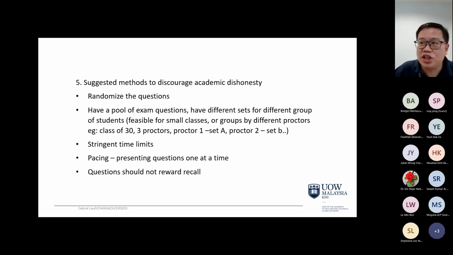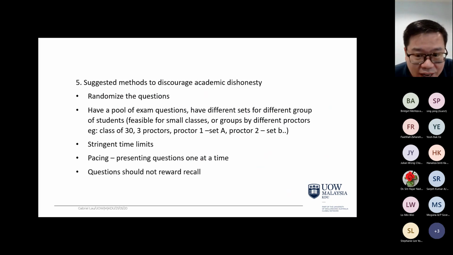Now, suggested methods to discourage academic dishonesty. What are the methods to discourage academic dishonesty? One is called randomizing the questions. You can have 10 questions, and if students need to do 2 or 3, then you can randomize them. Basically, if you have 10 questions that all students need to do, student 1 may get 1, 2, 3, 4, 5, 10, student 2 will get 10 to 1, student 3 will get 2, 4, 5, and so on and so on. So the questions are all randomized.